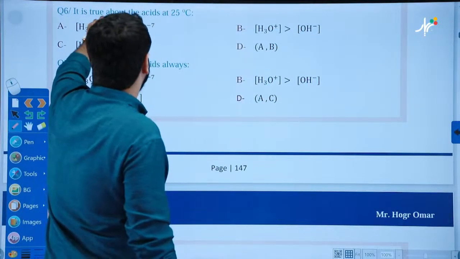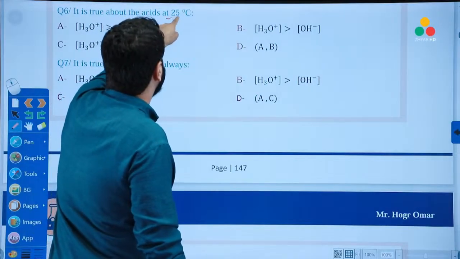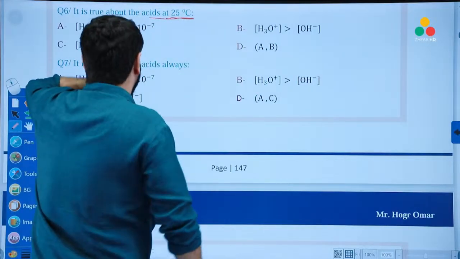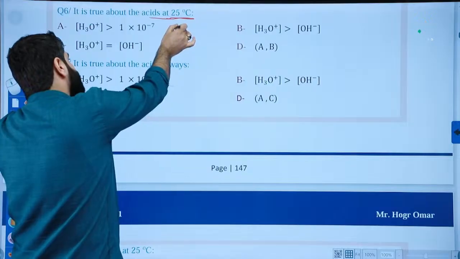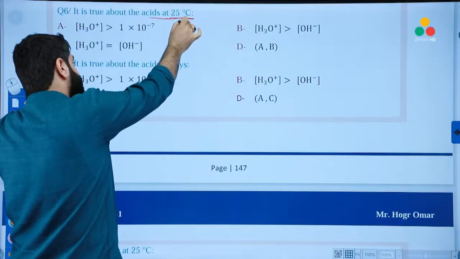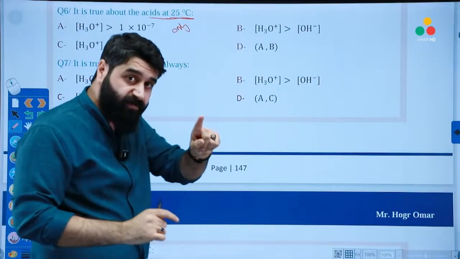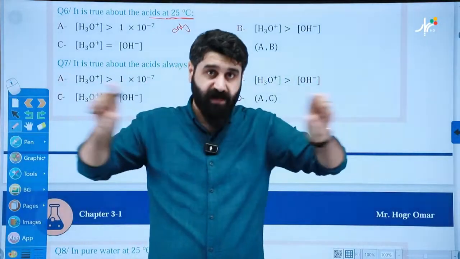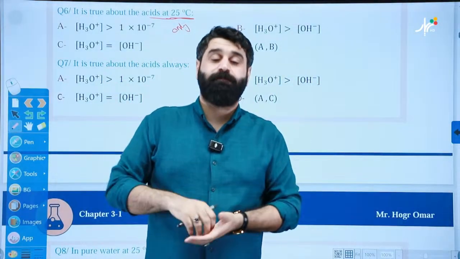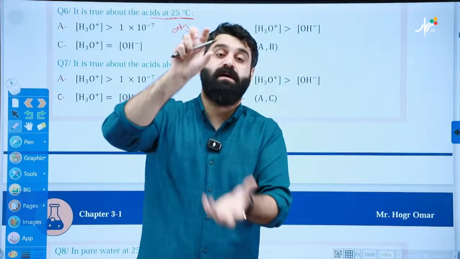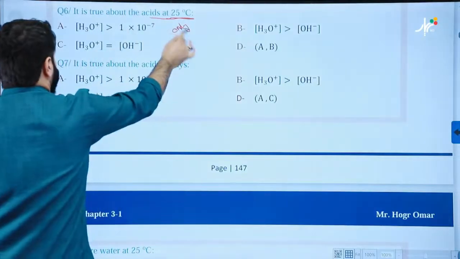Question 6. It's true about the acids at 25 Celsius degree. The question didn't say only at 25. If the question said only at 25, we will take the first part only. But at 25, we'll take both parts. First part and second part.